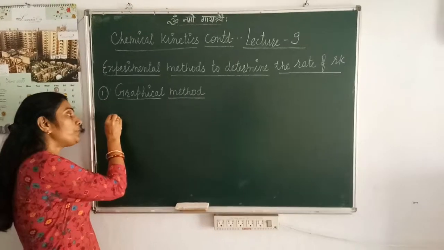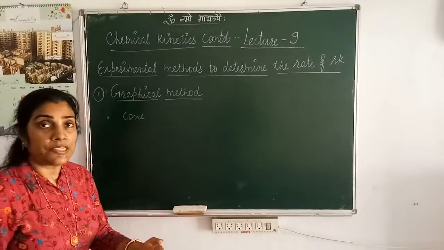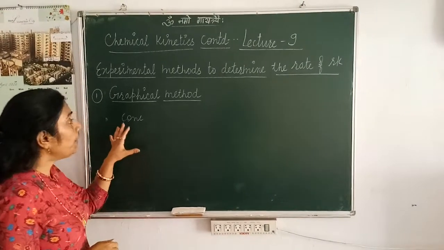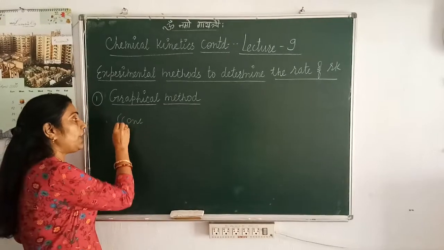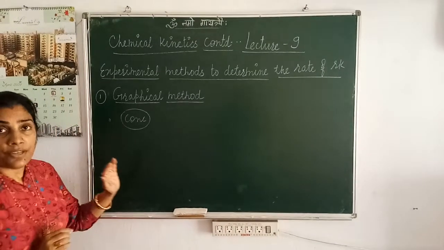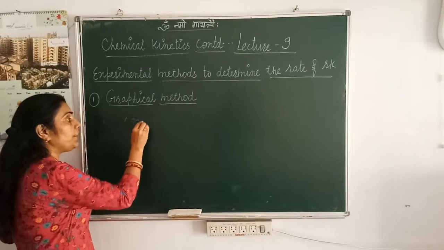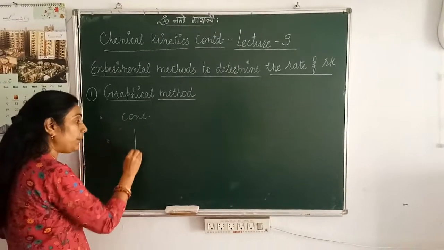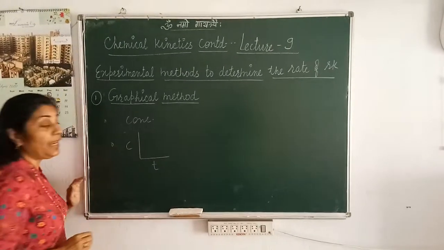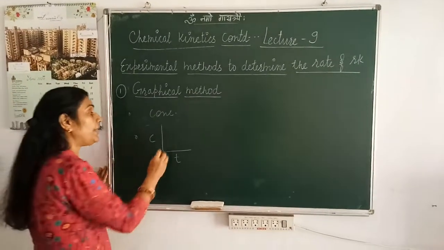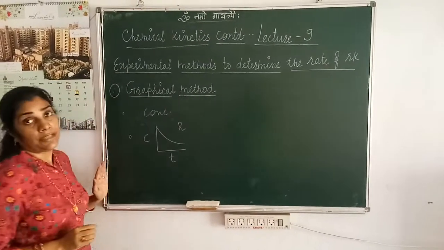By any suitable method, molarity, molality, normality, etc., we determine the concentration of the reactants. So the first step is to determine the concentration. Second step, we plot the graph between concentration and time. For the reactants, the nature of the graph will be like that.